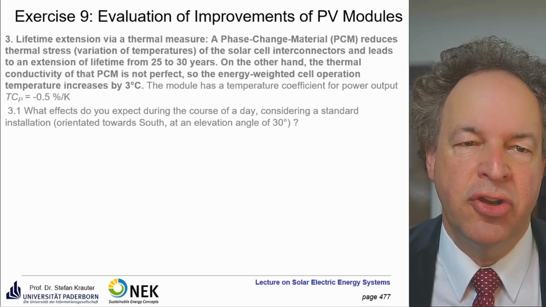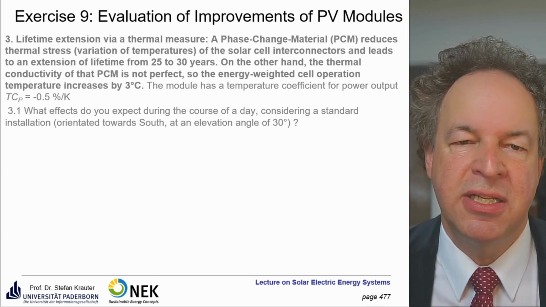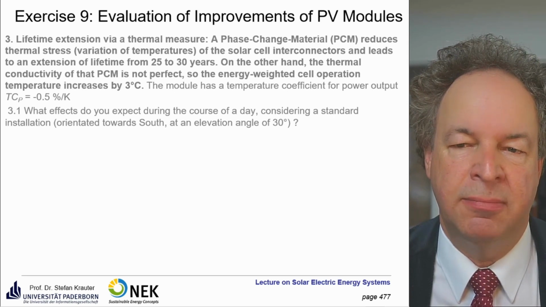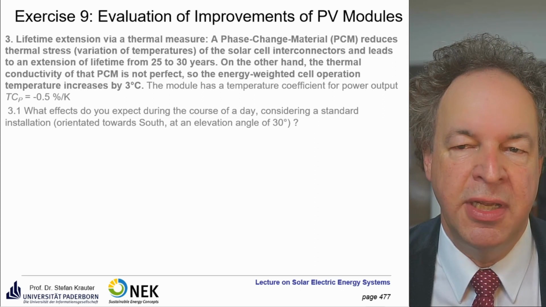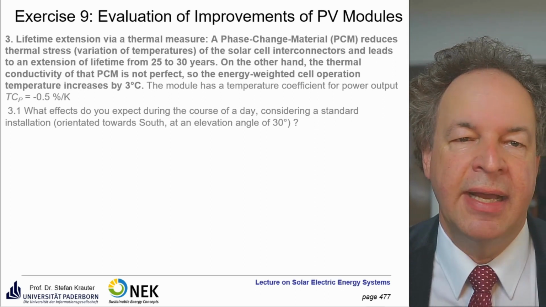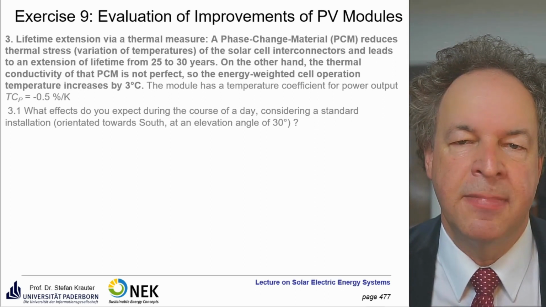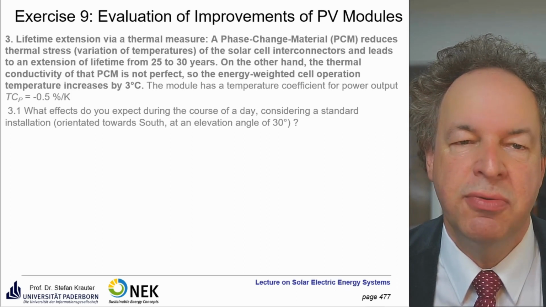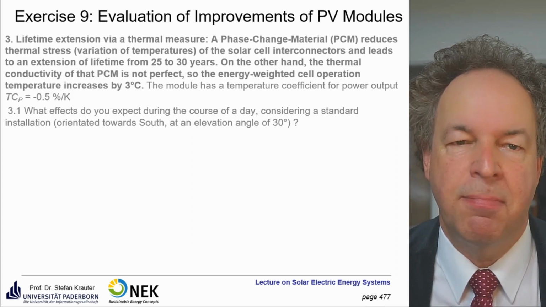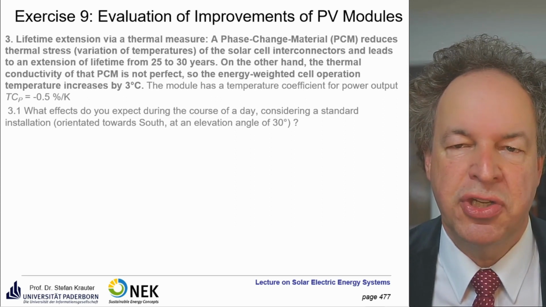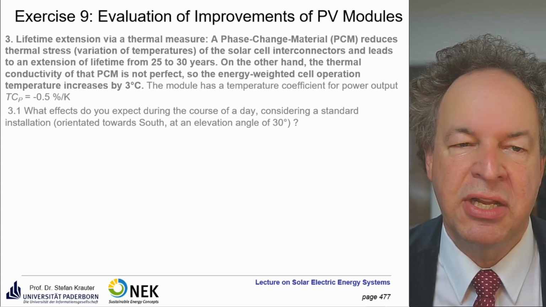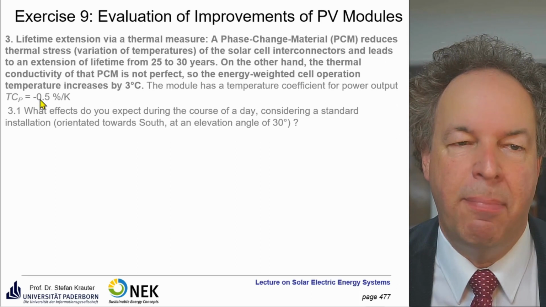On the other hand, the thermal conductivity of that PCM material is not perfect because we have a reduced heat flow on the backside, with an increased thermal resistance here, and therefore the operation temperature is increased, energy weighted, by 3 degrees Celsius, and the temperature coefficient should be the same as before, minus 0.5% per Kelvin for the temperature coefficient of power output.